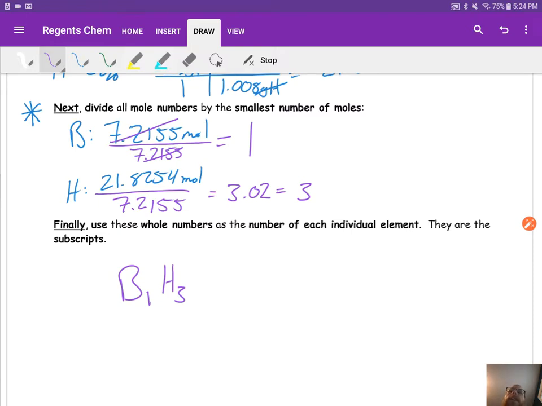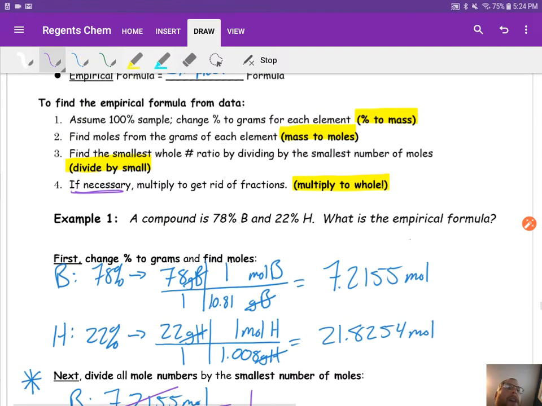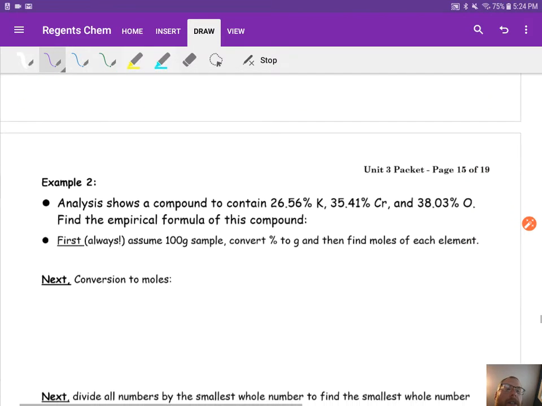Okay, it's a process, guys. This saying is going to be helpful. Percent to mass, mass to moles, divide by smallest, times to whole, if you need to. Okay, so let's go ahead and try another example.